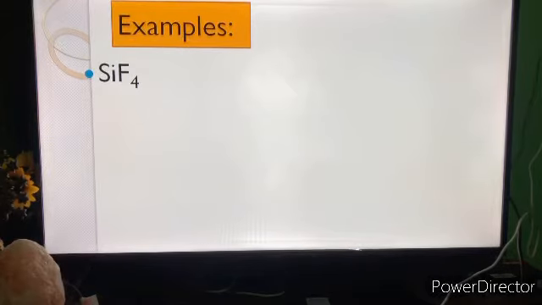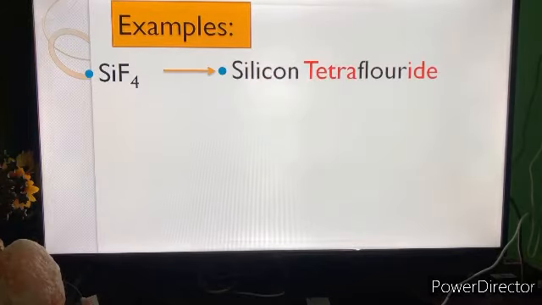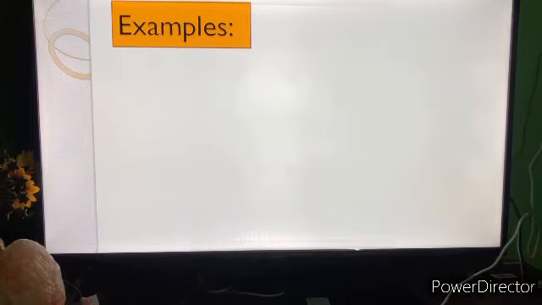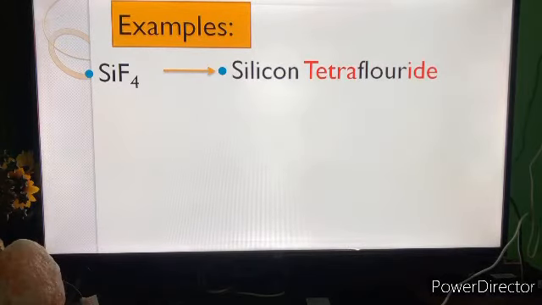SiF4. Okay, so how are we going to name this? The elemental name of Si is silicon, while the elemental name of F is fluorine. But instead of writing fluorine, we get the root of the elemental name of fluorine plus the suffix -ide in the ending. We also use a prefix to identify the number of atoms present in the element. For example, SiF4: Si is silicon, and F4 has 4 atoms, and the prefix for 4 is tetra, so it becomes silicon tetrafluoride, because tetra refers to the number of atoms present, which is 4. That's why it is tetrafluoride.